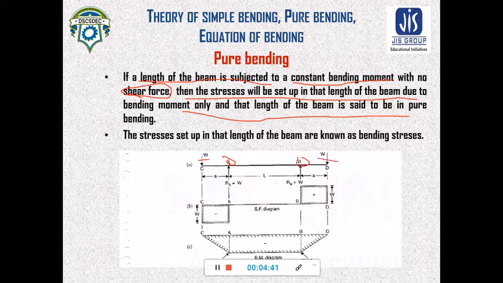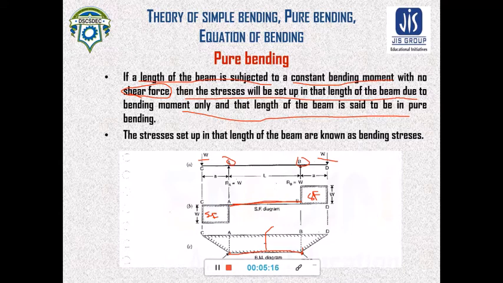Now in this condition, this is shear force, and this is also shear force. In between these shear force and bending moment diagrams, in this place there is no shear force, that means the bending moment is constant here. So from point A to B, this length, from the definition, is known as pure bending.